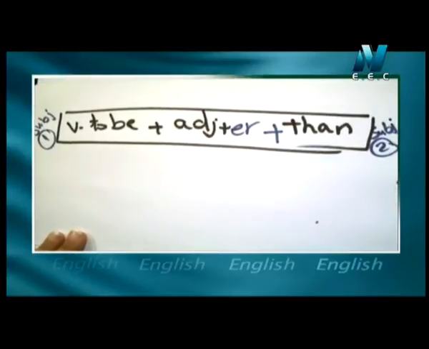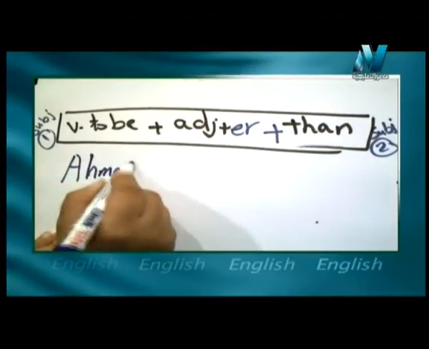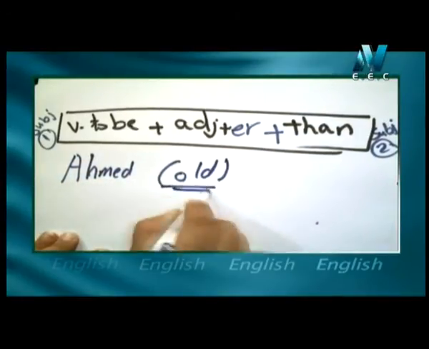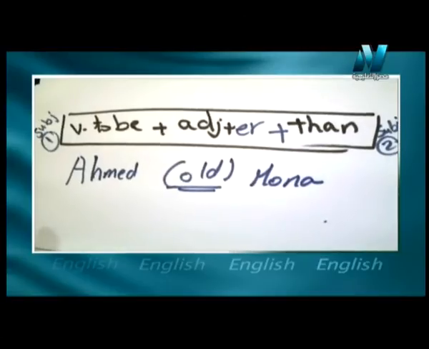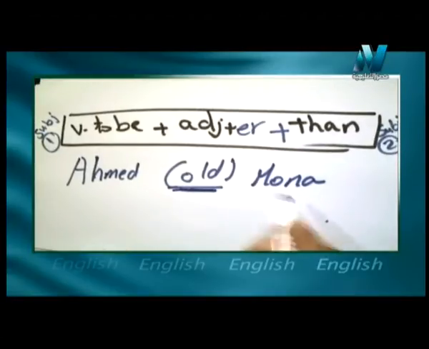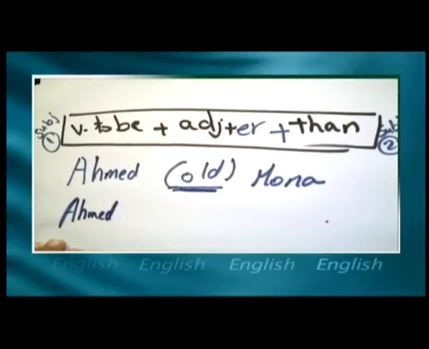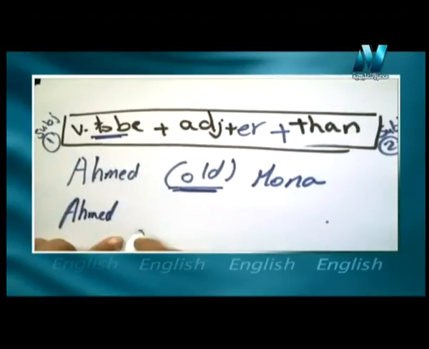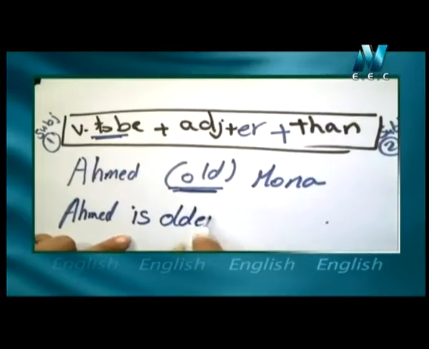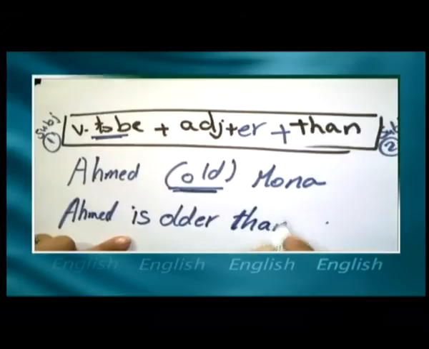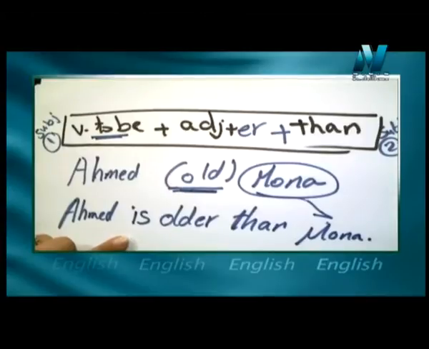Let's have another example. When I say Ahmed, and I have the adjective old, and I have Mona. I want to say Ahmed is older than Mona. Let's do it. I will say Ahmed, this is the subject number one. Where is verb to be? Ahmed is. Where is the adjective plus ER? It's going to be older than, and subject number two, which is Mona. Ahmed is older than Mona.